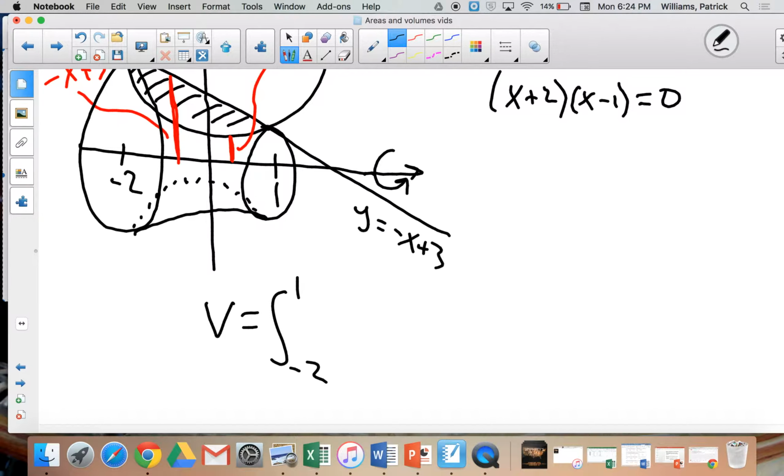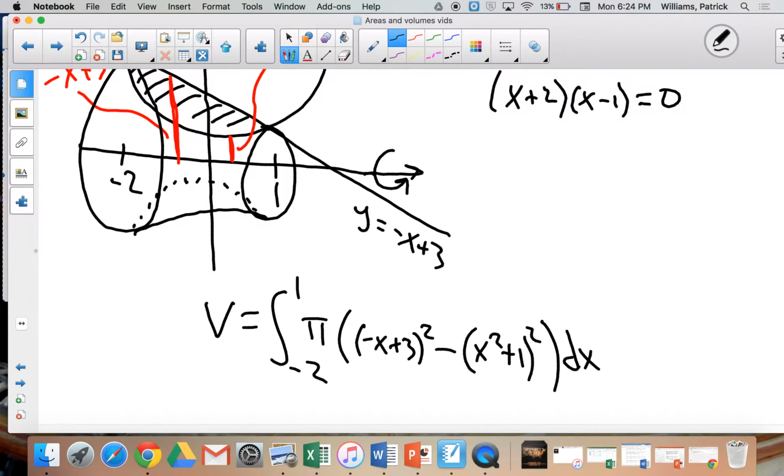Those are our limits of integration, of pi times our outer radius squared. Our outer radius, remember, was negative x plus 3 squared, minus our inner radius, which was x squared plus 1 squared. That, and then dx.